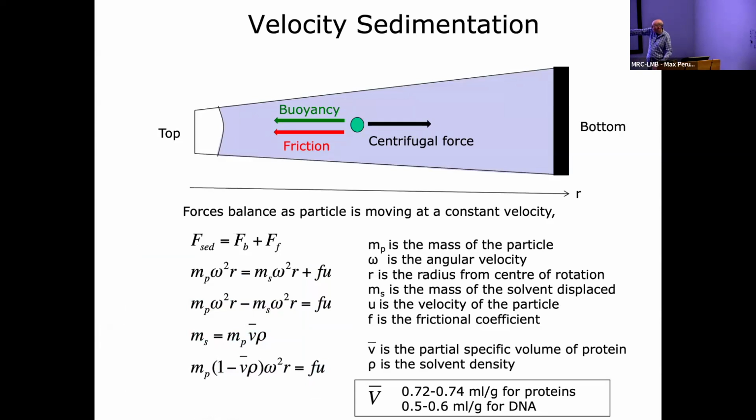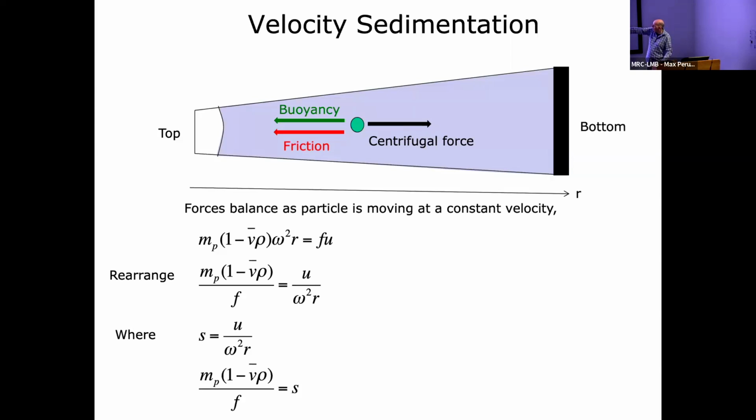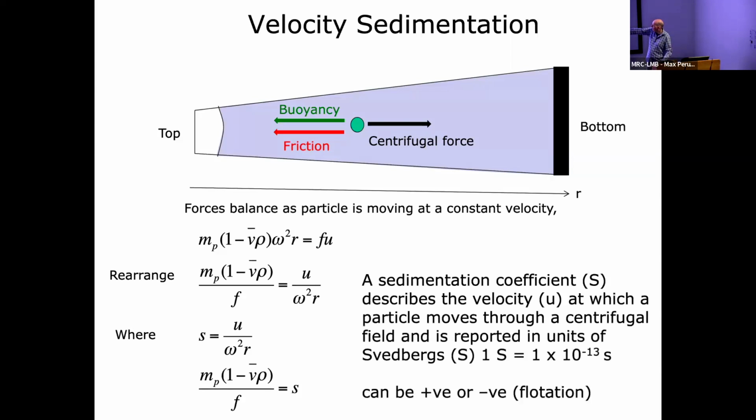So we take out the mass of the solvent. Let's rearrange that, so we've got a constant velocity here. And then we can just rearrange again. So then we're getting the speed of the particle moving relative to the centrifugal force, or centrifugal speed, sorry. And so this is where this S unit comes up. This is the Svedberg, and that's what that looks like. It describes the velocity as the particle moves through the centrifugal force, and it's named after the founder of the field, The Svedberg. So one S unit is 1 × 10⁻¹³ seconds.